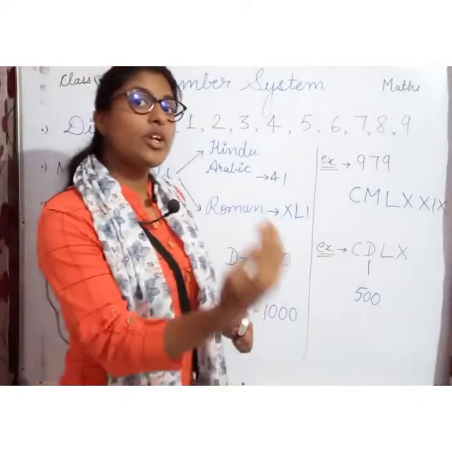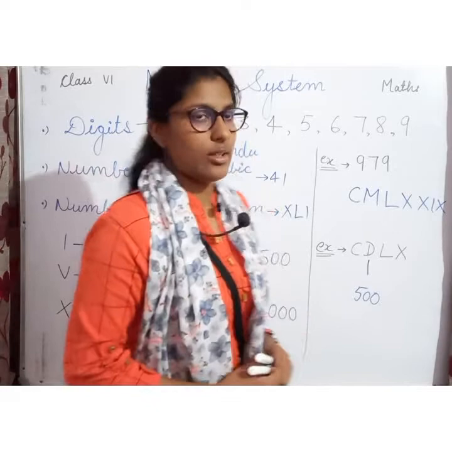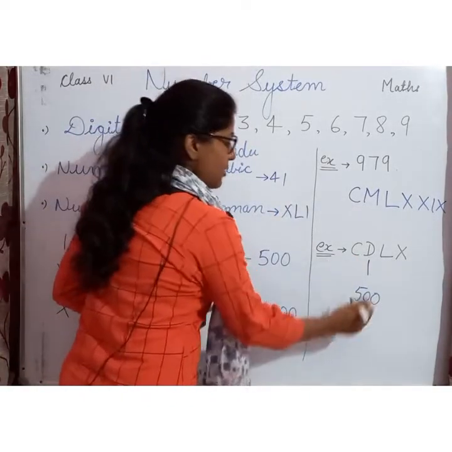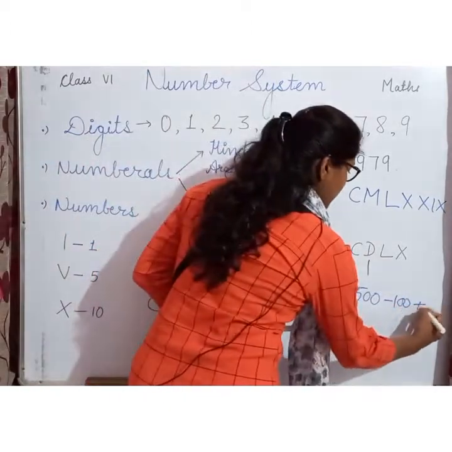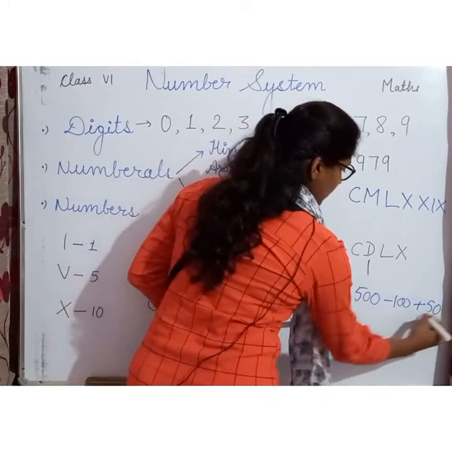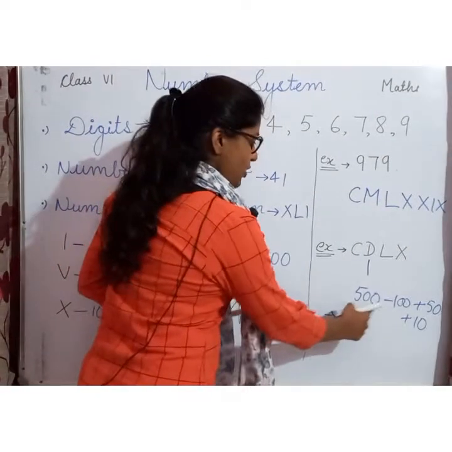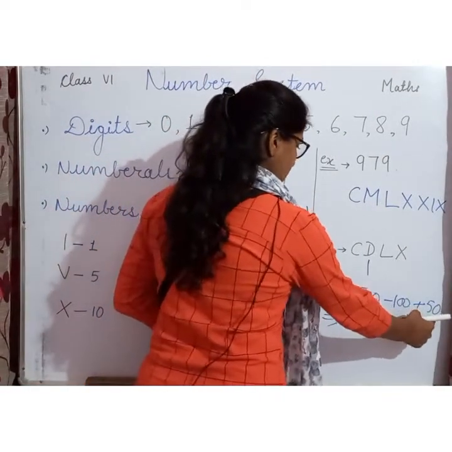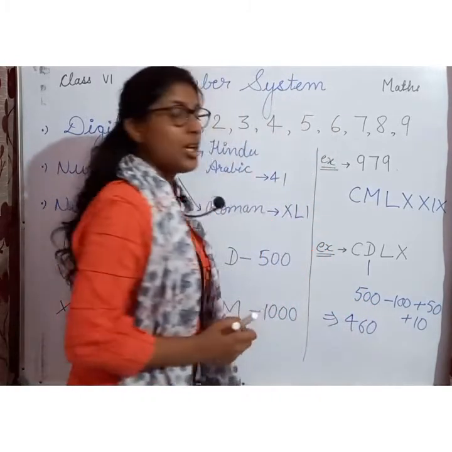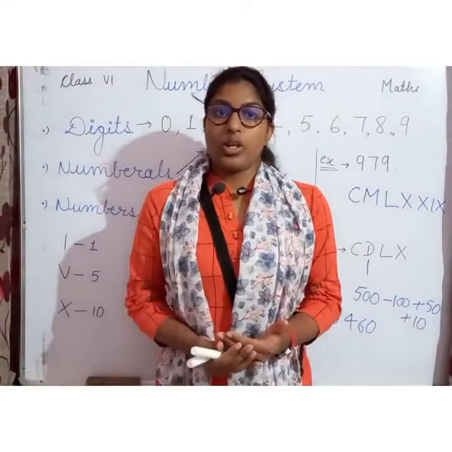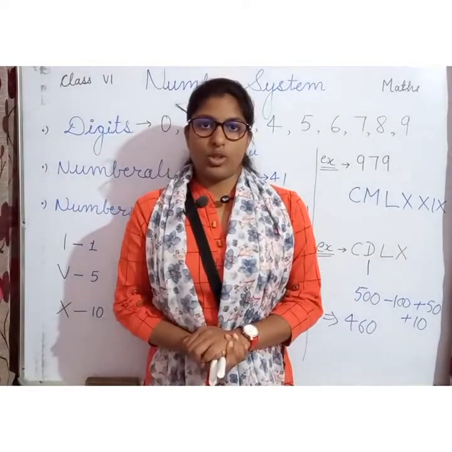Whatever we are writing at the left hand side, we will subtract, and whatever you are writing at the right hand side, that will be added. You will see here C means 100, so we need to subtract 100. Then we need to add 50. Then we need to add 10. Clear? So now solve it. 500 minus 100, 400. 400 plus 50, 450 plus 10, 460. So this is your answer, 460. In this way, you can convert any kind of Roman numeral into Hindu-Arabic numeral, and Hindu-Arabic numeral you can convert into the Roman numeral.